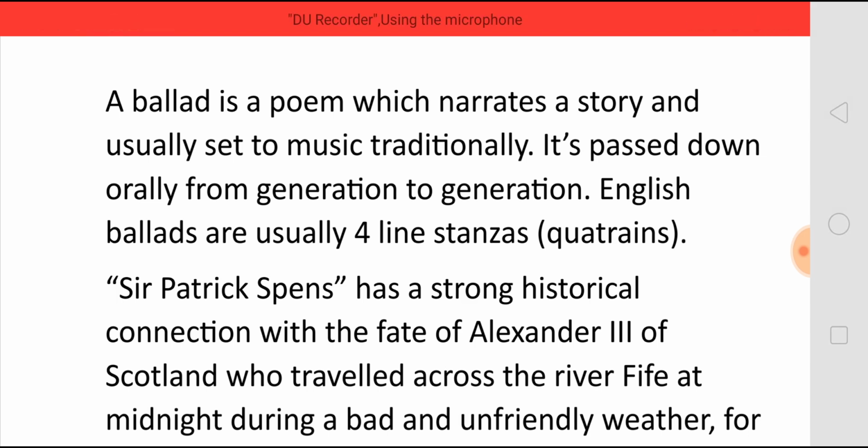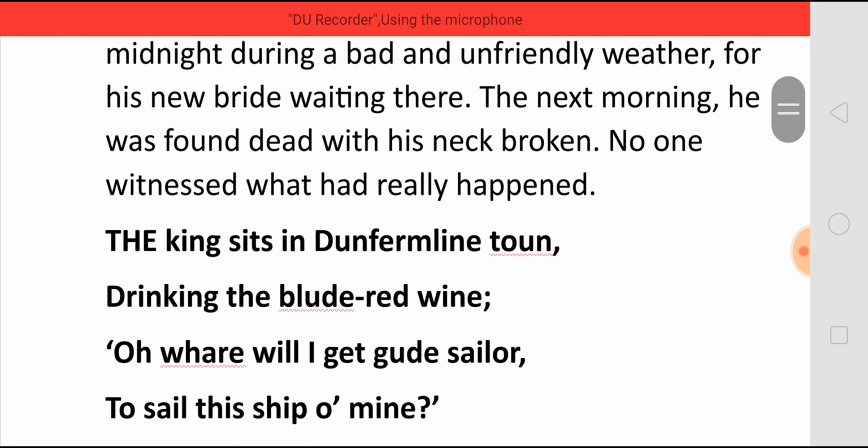Sir Patrick Spens has a strong historical connection with the fate of Alexander III of Scotland, who travelled across the river Forth at midnight during bad and unfriendly weather for his new bride waiting there. The next morning, he was found dead with his neck broken. No one witnessed what had really happened.